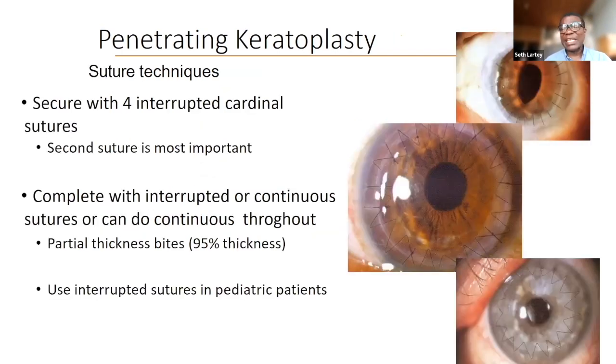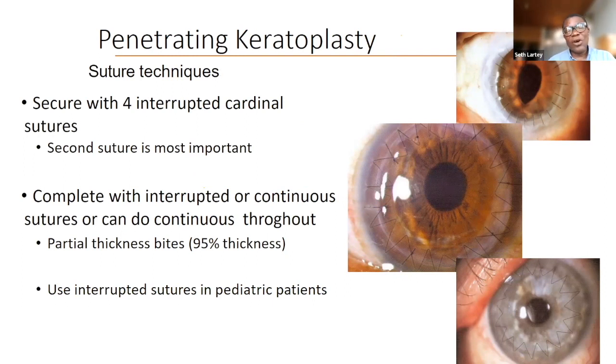All right. The suture techniques, again, I'm not going to go into details, but a few critical points. Watch the videos. You want to secure with 4 interrupted cardinal sutures. The first suture, you put wherever you want to, 6 o'clock maybe. But the second suture is the most important. It has to be directly opposite, 180 degrees on the opposite side. So most people do 6 o'clock and 12 o'clock, exactly opposite, because your astigmatism is dependent on that second suture. The second suture is the most important one.